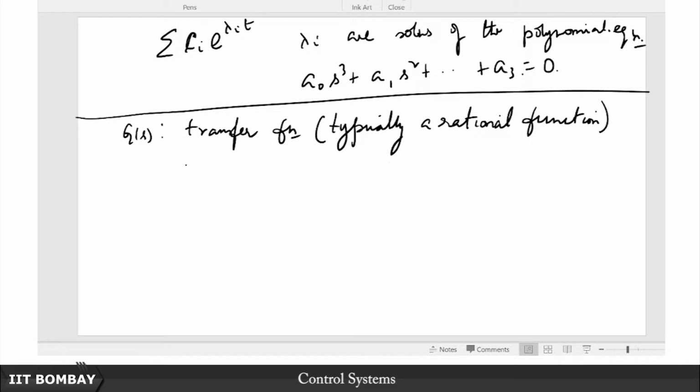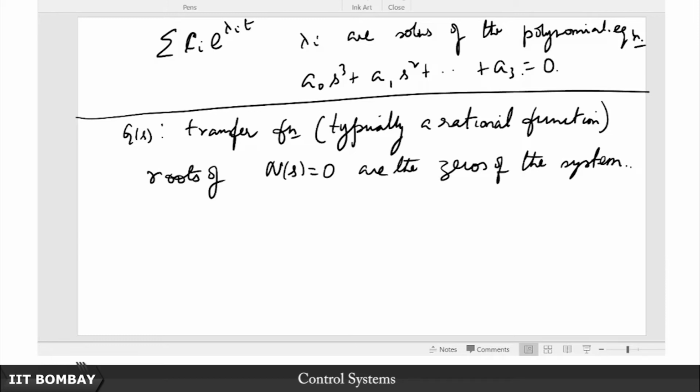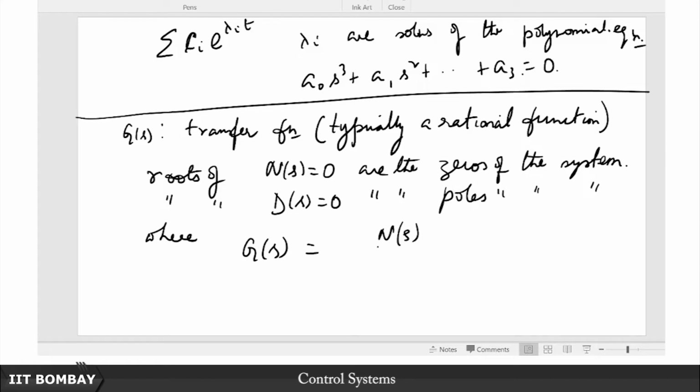Now, one of the things that we want to define is this: roots of N(s) equal to 0 are the zeros of the system whose transfer function is given by G(s), and roots of D(s) equal to 0 are the poles of the system, where we write G(s) as N(s) divided by D(s), and remember that these are both polynomials in s. That is what we call poles and zeros of a system.